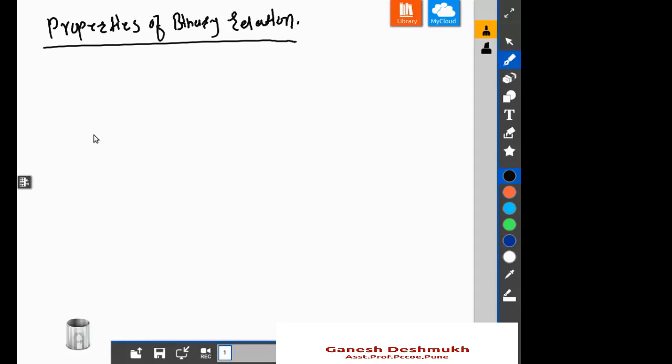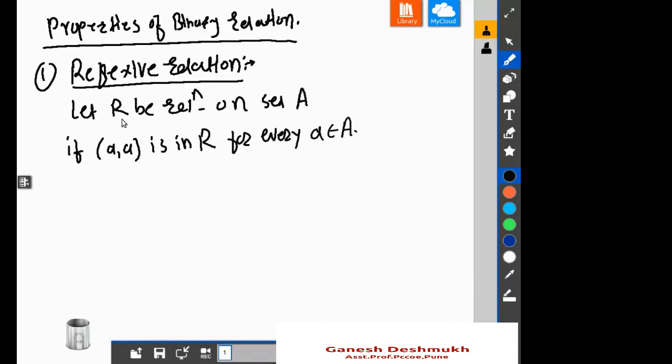Today we are going to see properties of binary relation. Very first property is reflexive relation. So let R be the relation on set A, and if the pair (A, A) is in R for every element A in the set, then we can call relation R a reflexive relation.